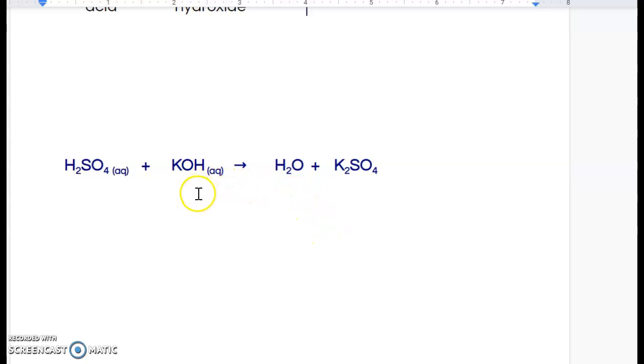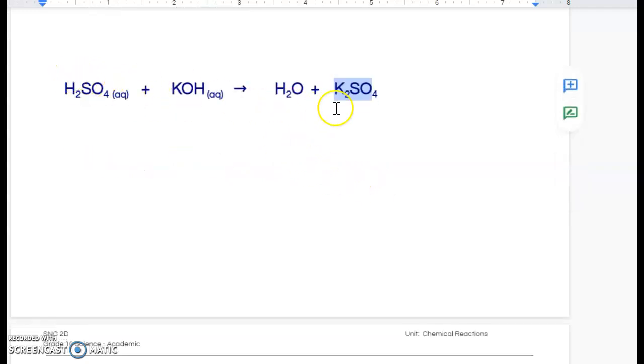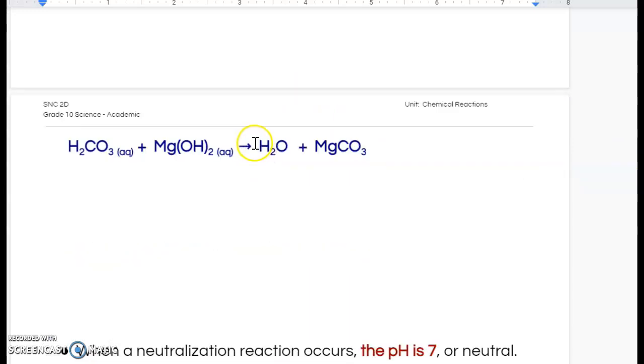You have hydrogen sulfate plus potassium hydroxide, and you're left with water plus potassium sulfate. I'm not going to do it, but if you want to, you can go practice balancing equations.